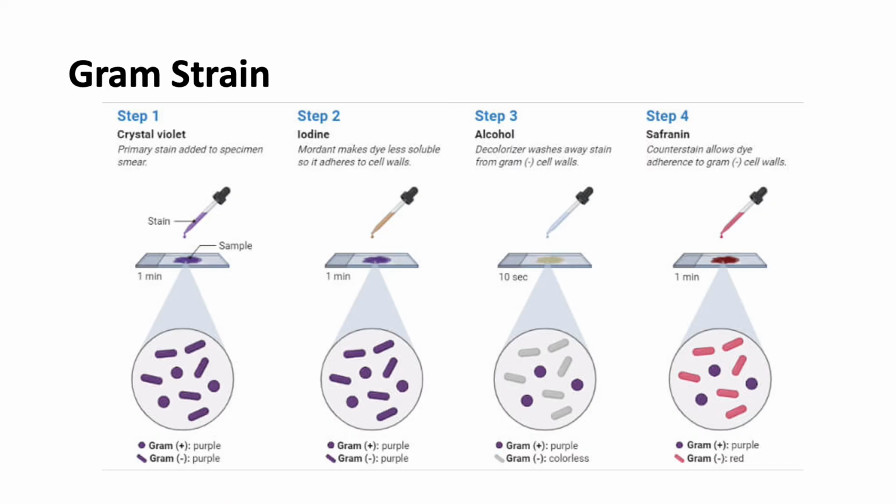Then we will proceed with the last step. We add 5 drops of safranin, let it stand for 1 minute, and wash it briefly with water and shake off the excess water. Then what we will see, if the bacterial stain is gram-positive, it will turn purple. If it's gram-negative, it will turn red.